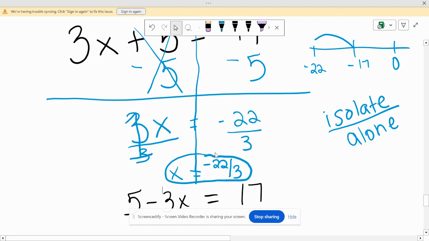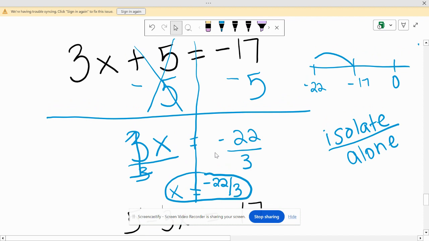And if we want to check that, we could come back up here, plug -22 thirds into x. 3 times -22 thirds would be -22. And -22 plus 5 is -17. So this is our answer.